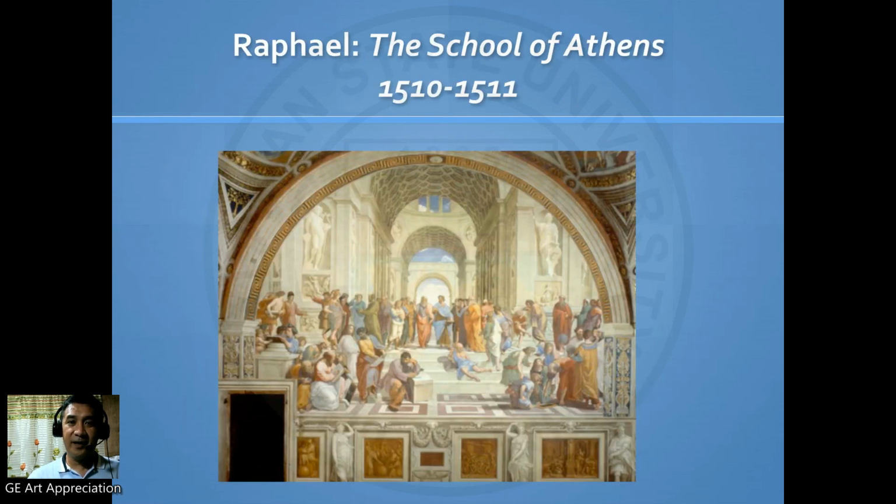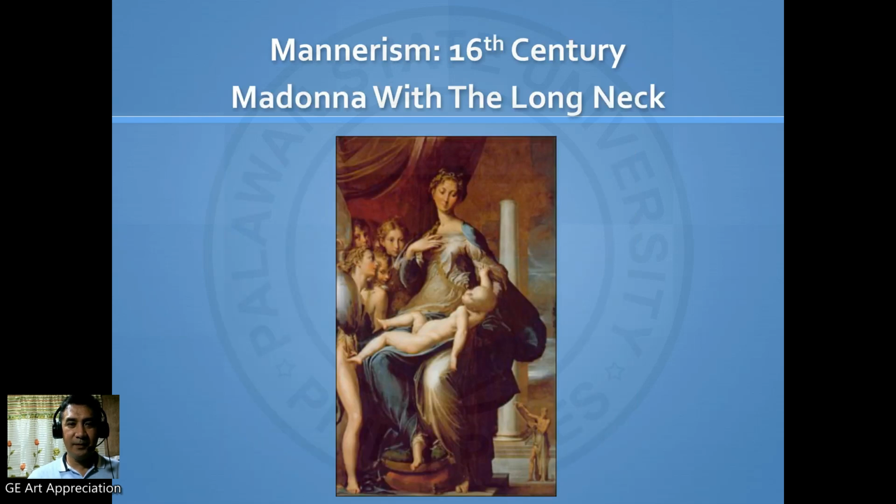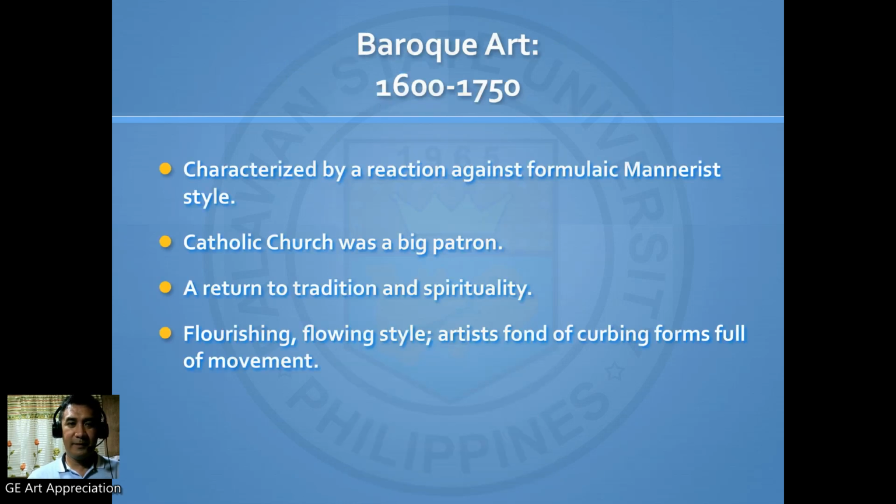Here we have Raphael, the School of Athens, in 1510 to 1511. We have Mannerism in the 16th century, Madonna with the Long Neck. We also have Baroque art in 1600 to 1750.